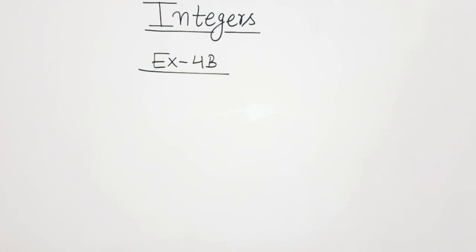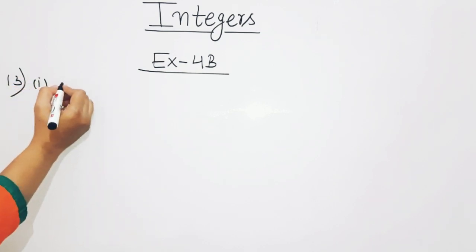So today I am going to begin with exercise 4B. As you all know, yesterday I solved some questions from exercise 4B. Question number 13 was left, that was after the true false. So question number 13 says that find an integer a such that it is having 4 options.